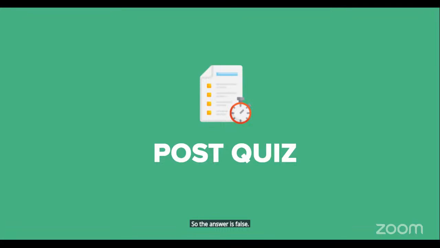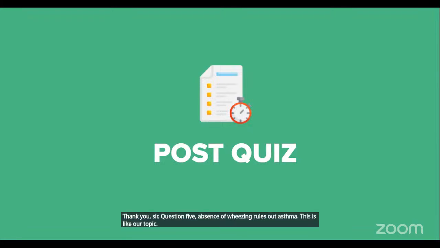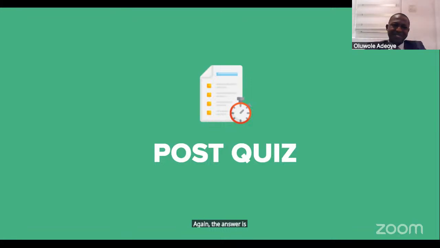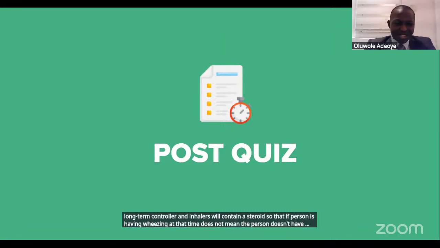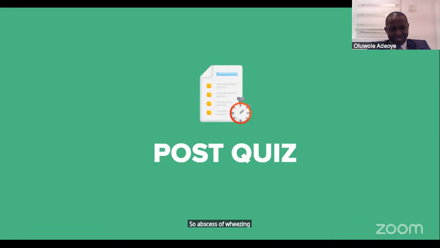Thank you, sir. Question 5, absence of wheezing rules out asthma. This is like our topic. Again, the answer is false. Asthma is a chronic disease, and there is baseline chronic inflammation, and that's why part of their medication, especially the long-term controller inhalers, will contain a steroid. And so if a person is not having wheezing at that time, it does not mean the person doesn't have asthma. And so absence of wheezing does not rule out asthma.